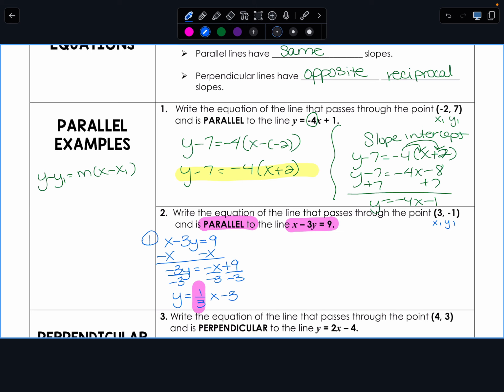And then I would just use point slope form. So y minus a negative 1 is equal to the parallel slope, so 1/3 times x minus 3. So y plus 1 is equal to 1/3 times x minus 3.